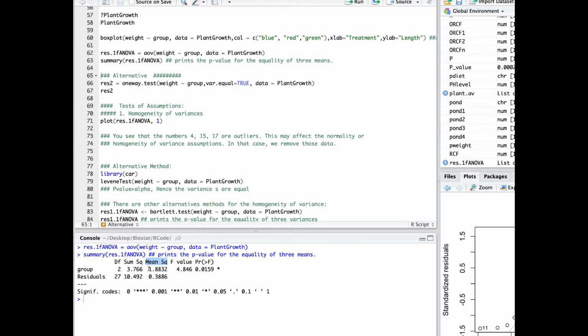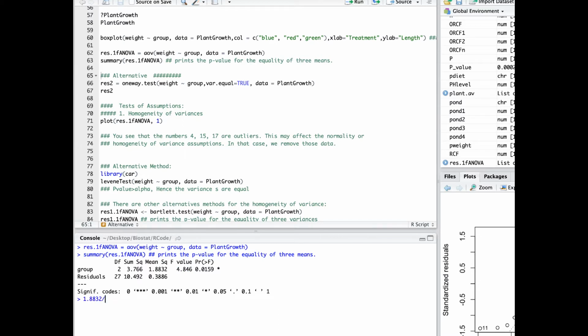The group mean square is 1.8832. That is S squared B. And what is the mean square error? Mean square error is the error, or the residuals as we call it, and the mean square error is 0.3886. That is S squared W. This is S squared B, this is S squared W. If you divide this by that value, you will get the F value. So let me try that.